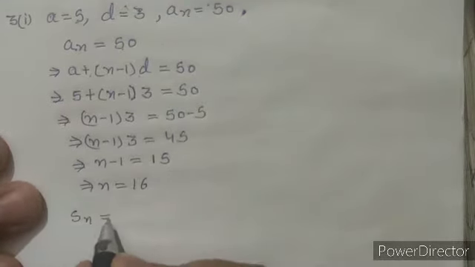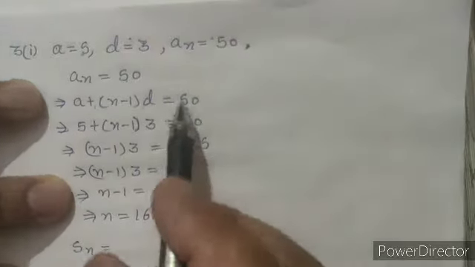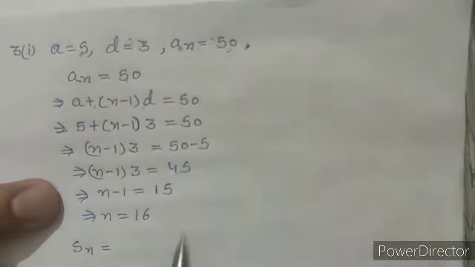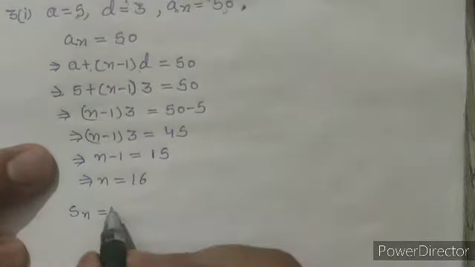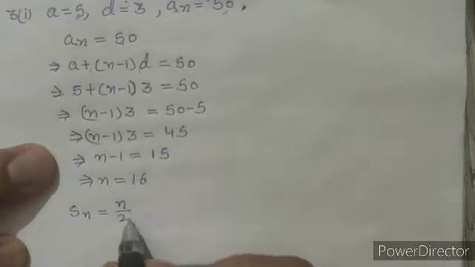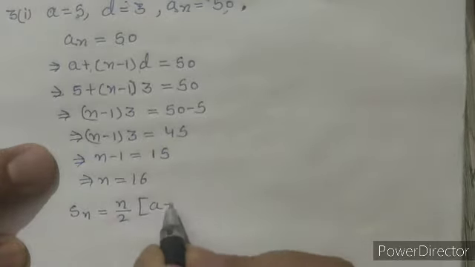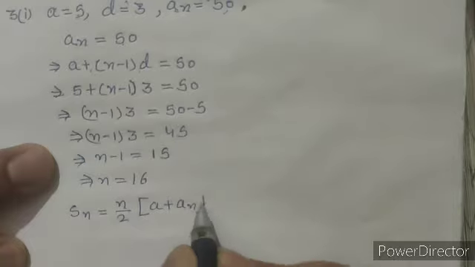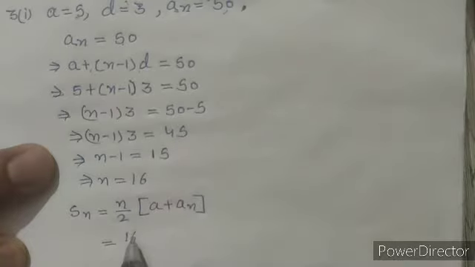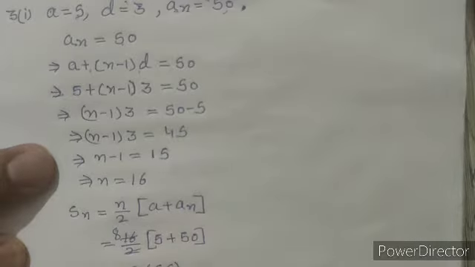Now here we also have to find the value of Sn. Sn will be equal to, as here the nth term of the AP is 50, so we can apply the formula of Sn as n upon 2 (a plus an), and n was 16, a was given to us as 5 and an was 50, and that will be equal to 440.